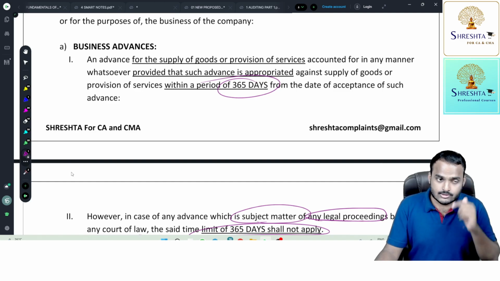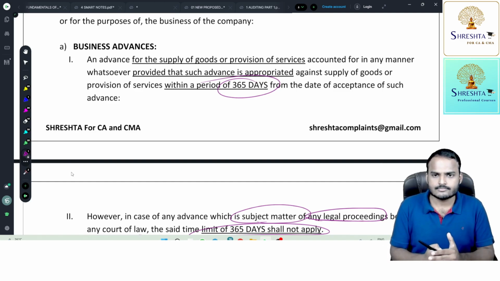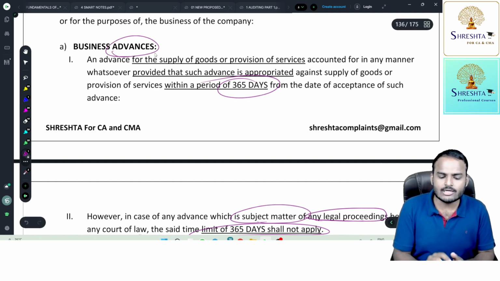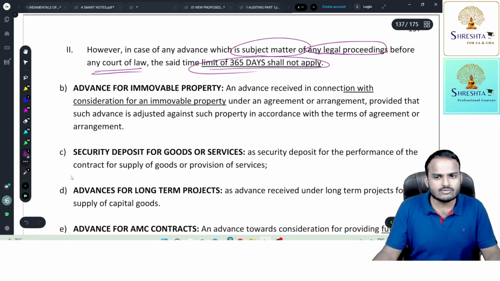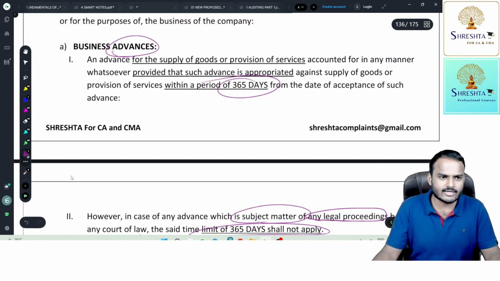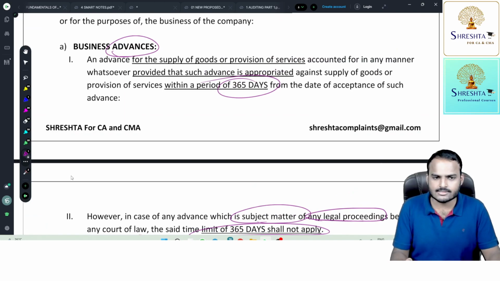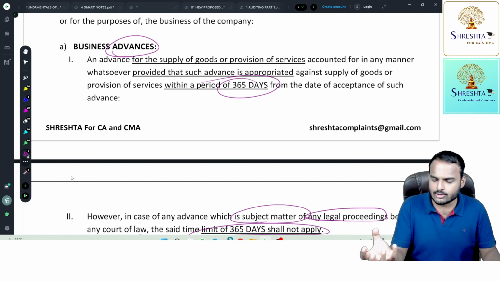So far we read about a word called loan, and now here we are reading a word called advance. Do you think loans and advances are one and the same or different? They are different. How are they different? In loans, repayment is for sure. Suppose I went to a bank and took a loan of 1 crore. I need to repay that money.